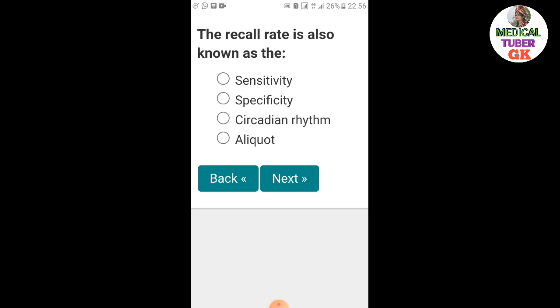Next question. The recall rate is also known as the option number one, sensitivity, specificity, and the correct answer is sensitivity.